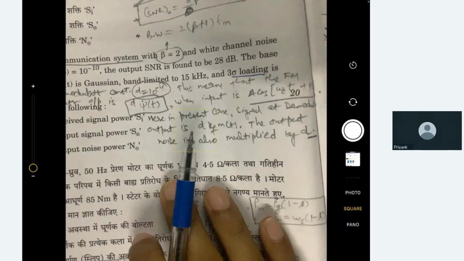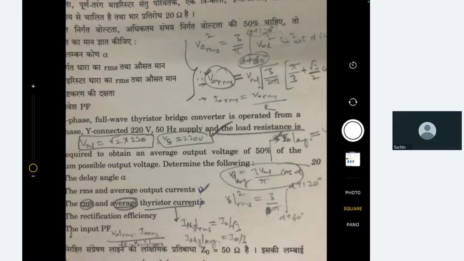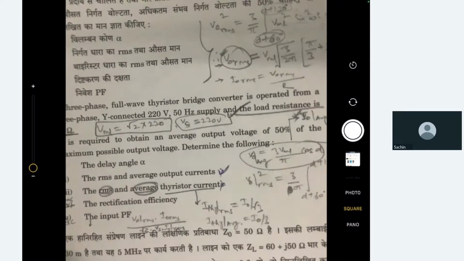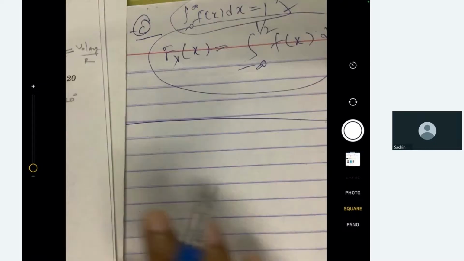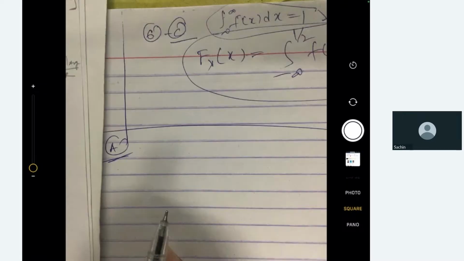Sir, excuse me. About that previous question, the three-phase full wave rectifier bridge. Can you write that equation? How to start? They have asked, it is required to obtain an average output voltage of 50% of maximum possible output voltage. So what will be that maximum possible output voltage here?